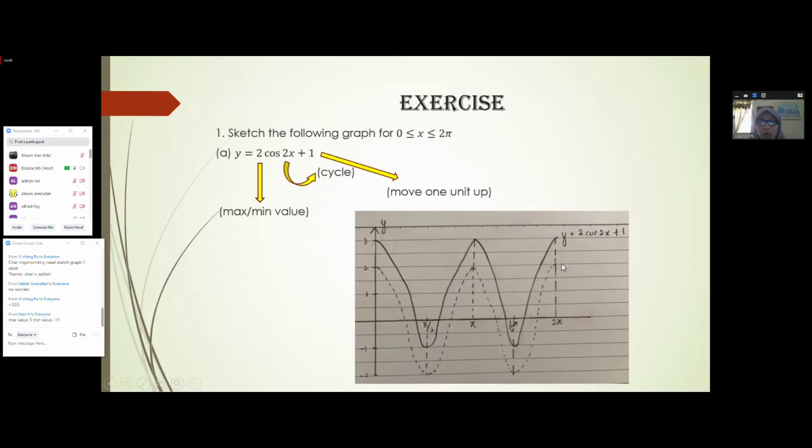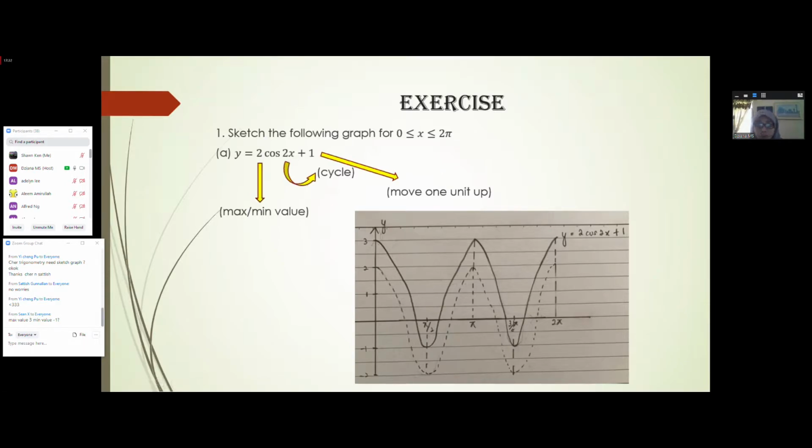All right. How to give you marks? Let's say you only have cos 2x. That will be 1 mark. If your graph shows 2 cos 2x, 2 marks. If you answer completely 2 cos 2x plus 1, it will be 3 marks. So if you don't know, you just answer cos 2x, you can also get marks. Any question on this question 1A?